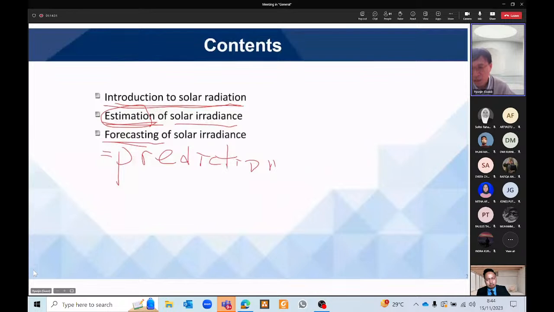So forecasting is another type necessary to control PV power. The best way, definitely, what's the best way? I will explain it. Anyway, let's move on.